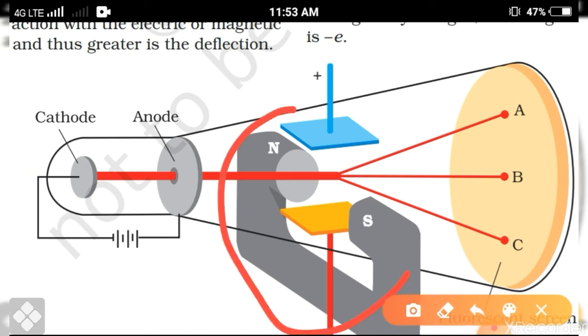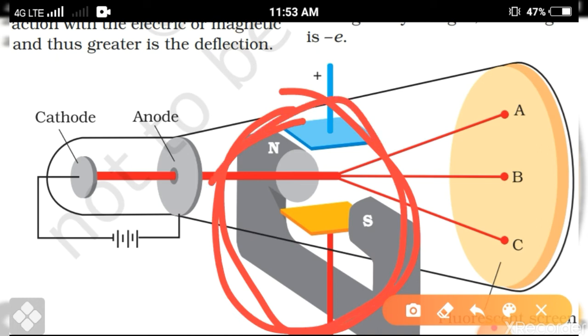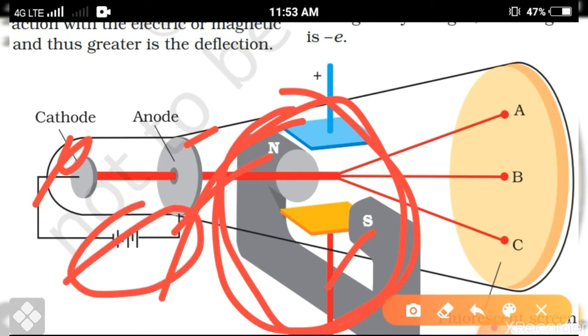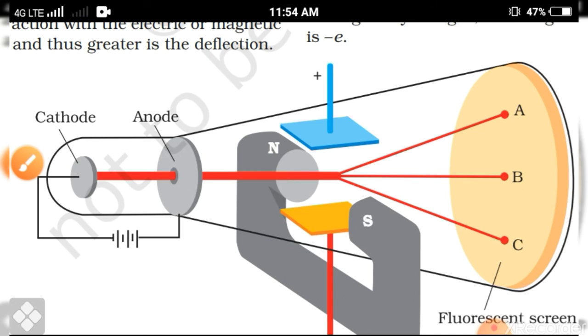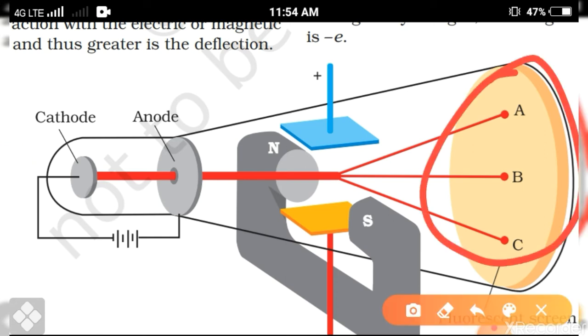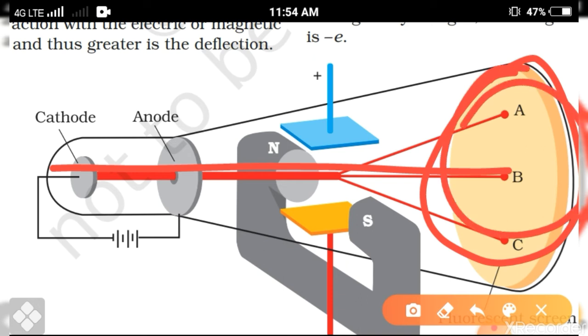In that experiment a magnetic field is applied, with north pole and south pole there. This is the cathode, negative charge, and the anode carries positive charge. High voltage is applied at low pressure. Electricity passes from the cathode to the anode, in the presence of the electric or magnetic field. This is the fluorescent screen; after the striking, it suddenly creates a bright spot.